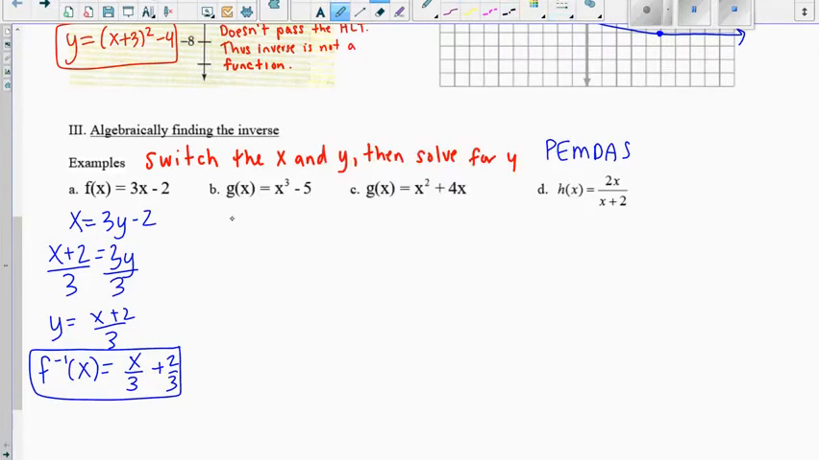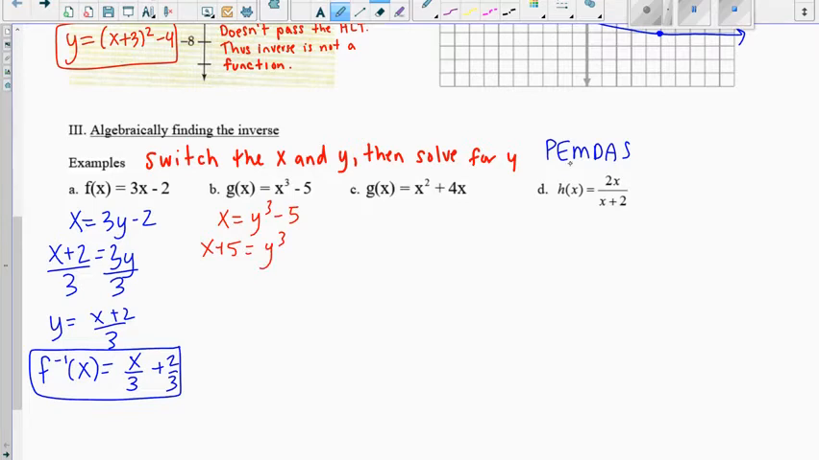So again, switch your x and your y. So x equals y cubed minus 5. We're doing the order of operations backwards, which means I don't want to get rid of that exponent until after I get rid of that 5. So I want to add that to the other side. So we get x plus 5 is equal to y to the third.